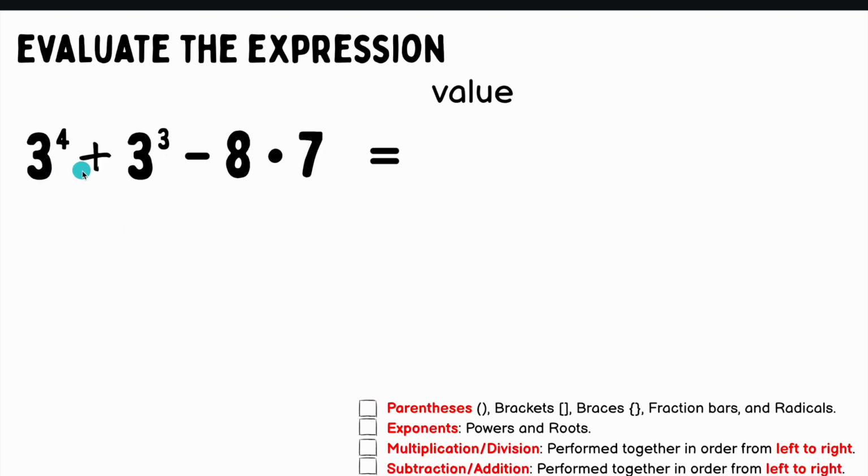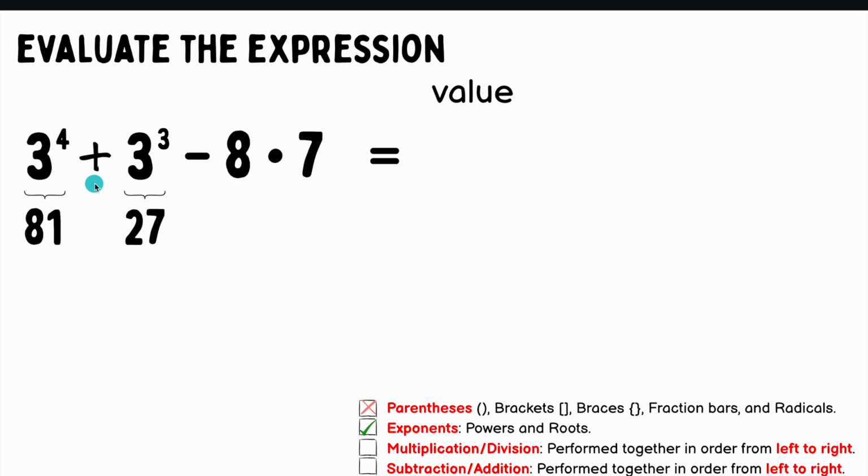3 to the fourth power plus 3 to the third power, or 3 cubed, minus 8 times 7. Let's look for parentheses. I don't see any parentheses. Next, exponents. I see an exponent here and here. Let's start with 3 to the fourth power. 3 times 3 times 3 times 3 equals 81. Now let's do this exponent. 3 times 3 times 3 equals 27. We are finished with exponents.